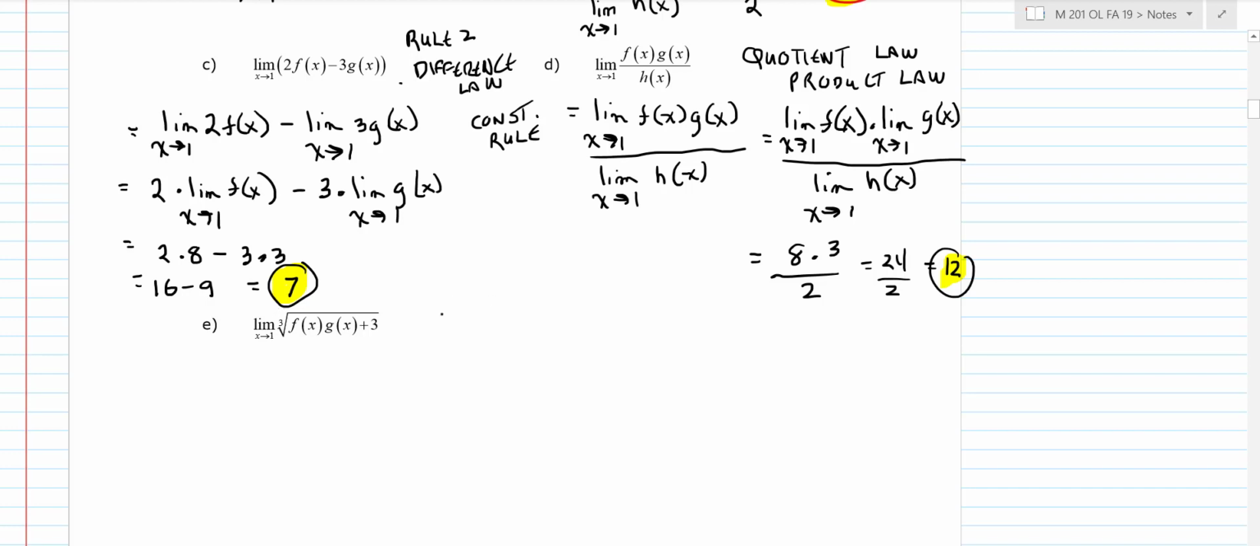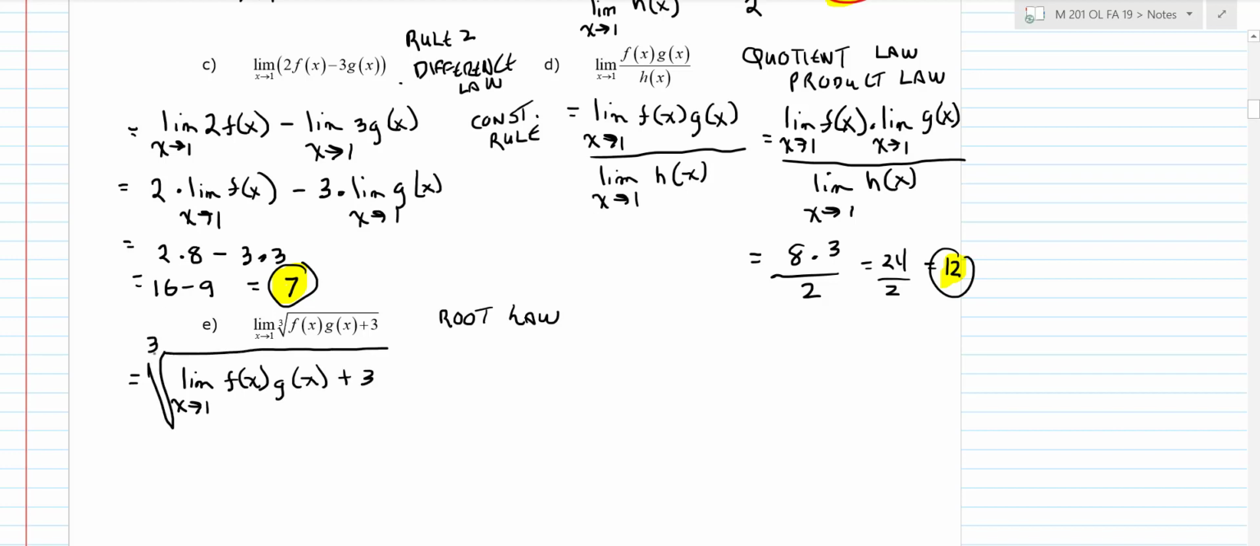So this is going to be the root law on page 1. So if you have a third root of an entire function, you write it this way. First of all, you do the limit as x approaches 1 of the function under the radical, which is f of x, g of x, plus 3. Okay, then you do the third root of that whole thing.